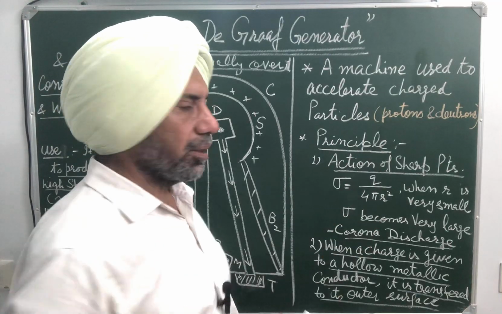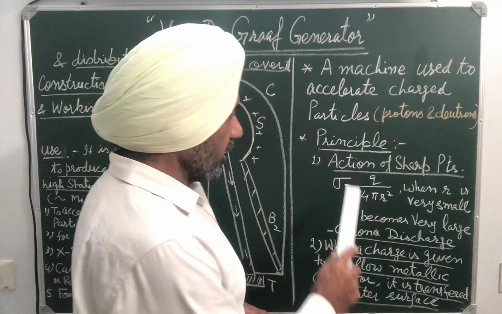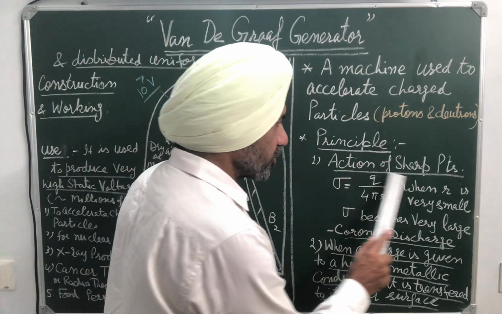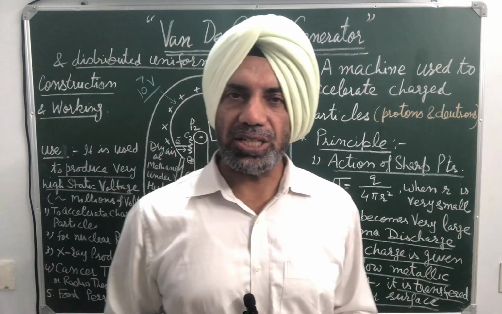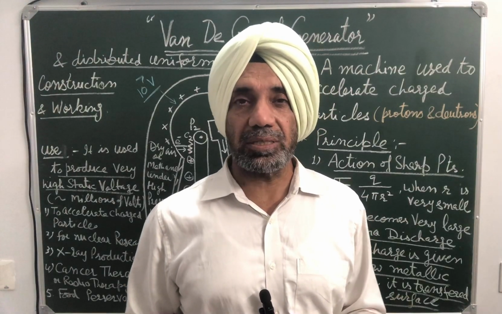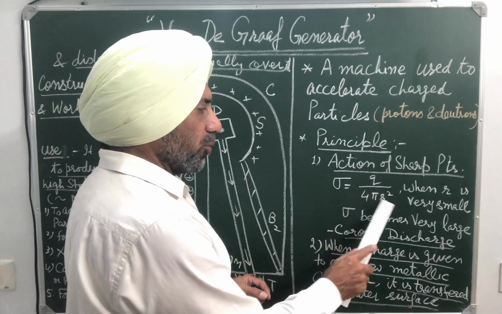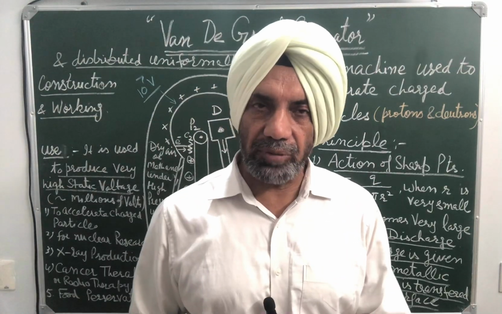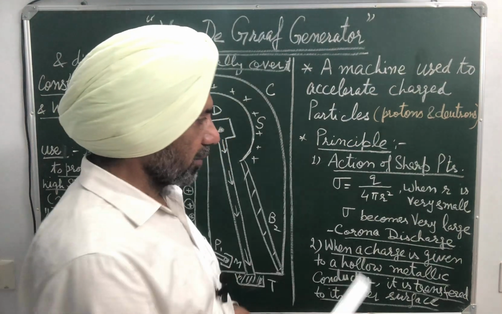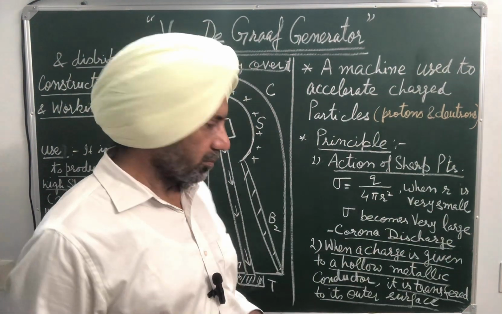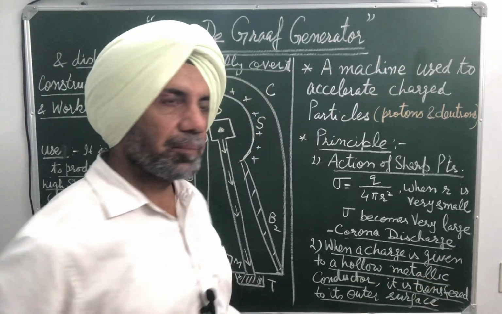Now, what is its principle? Its principle is based on two facts. Number one, action of sharp points, that is pointed conductor. Now, as sigma is equal to q upon 4 pi r square for a spherical conductor, when r is very small, then sigma becomes very large.